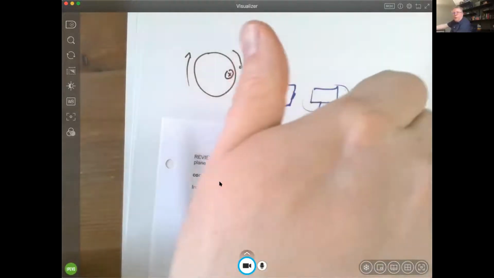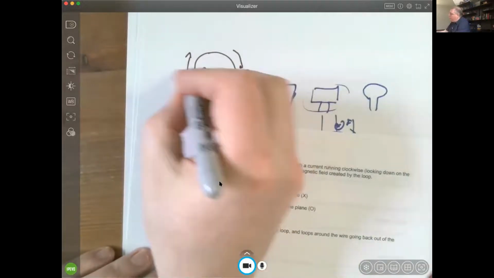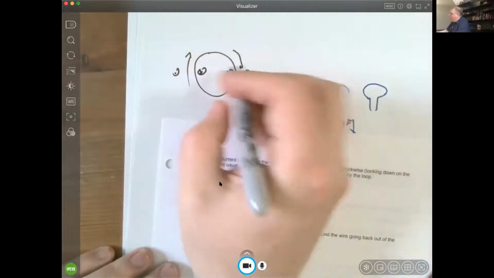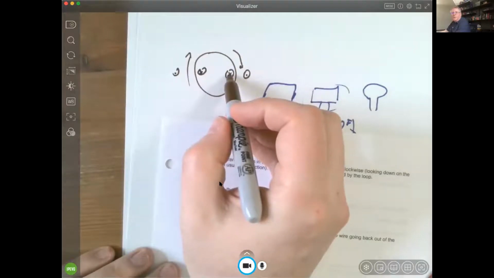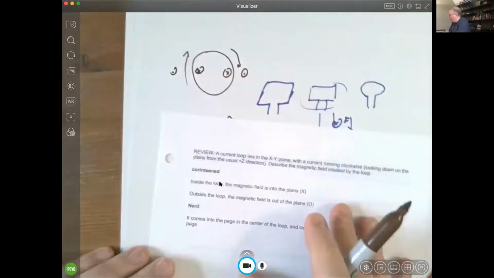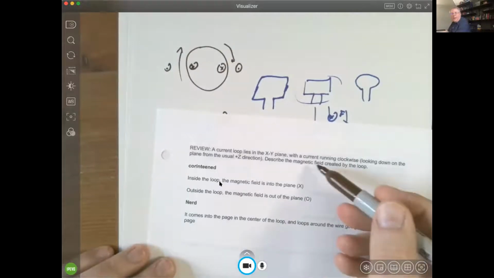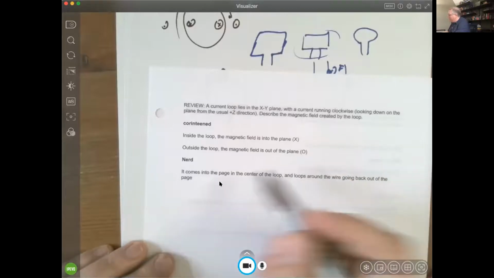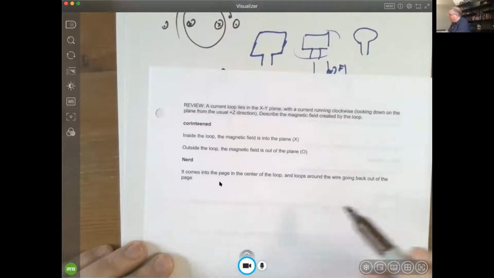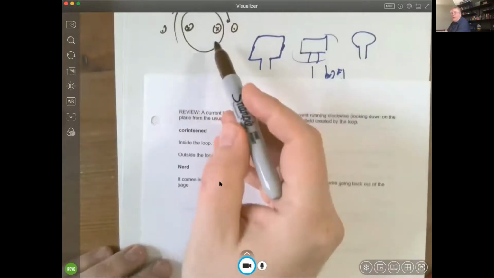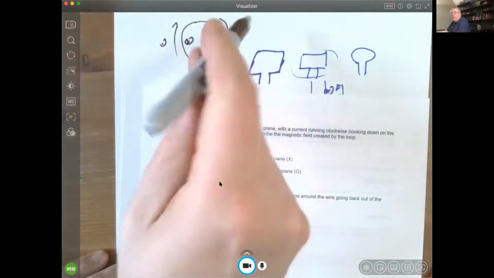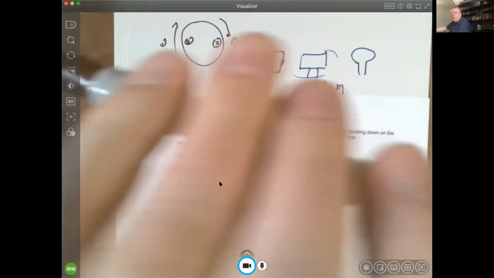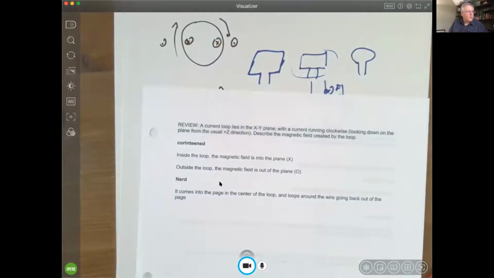And over here, thumb along the wire, I'll feel a field going into the page over here and coming out here. So what I'm getting is a field that's coming out of the loop in the middle and into the page to the side. And several people answered that way. So inside the loop, the magnetic field is into the plane, outside the loop, it's out of the plane. One student says it comes into the page in the center of the loop, loops around, and is coming back out. And that's actually the better picture, it's going into the page, around the wire, and looping around. And that picture is really the good one.